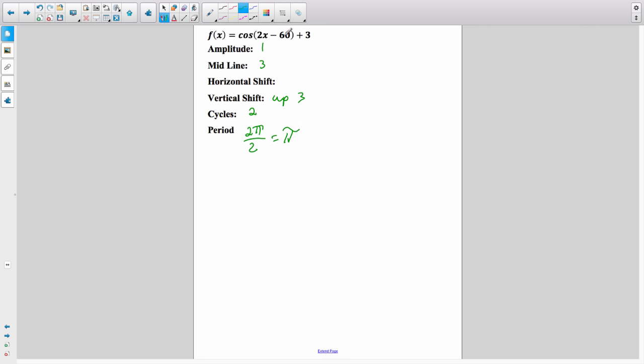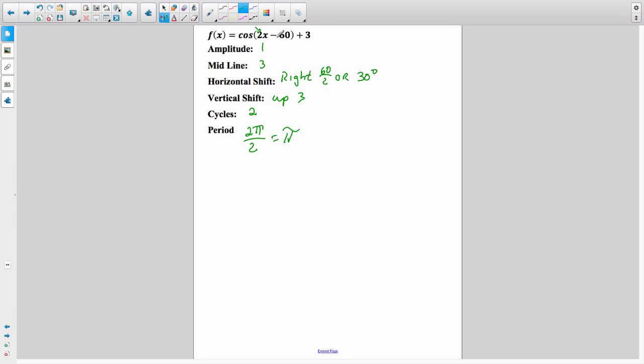So 60 degrees to the right, but since I have an innie situation, my number, my b is on the inside, let's call that right 60 over 2, or 30 degrees. Okay, so here we just have an innie. So you're going to have to get used to knowing this. If you got the number on the inside, your shift is going to be basically c divided by that number.